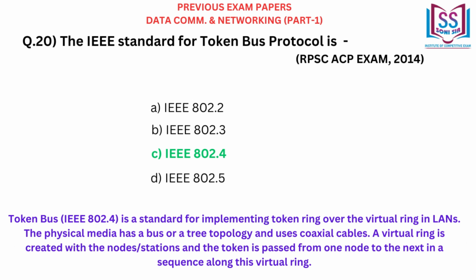Token bus IEEE 802.4 is a standard for implementing token ring over the virtual ring in LANs. The physical media has a bus or a tree topology and uses coaxial cables. A virtual ring is created with the nodes or stations, and the token is passed from one node to the next in a sequence along this virtual ring.